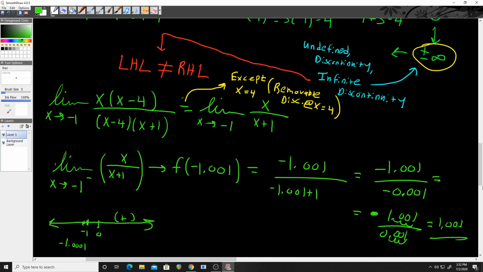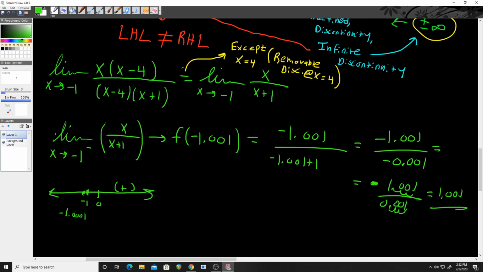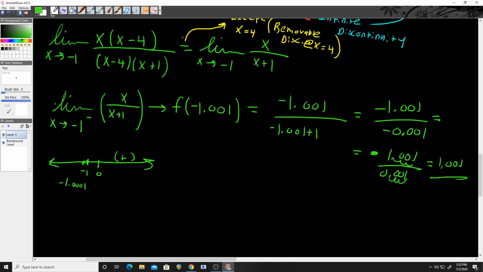And now you can imagine what would happen if we picked an x value closer to -1, like -1.00001, for example, then this would be much smaller, which means when I divide, I'll get something much bigger because I'll have to move the decimal place more to the right. Okay? So, in other words, the left-hand limit here is positive infinity. Okay? This left-hand limit is positive infinity. And we've justified it here.